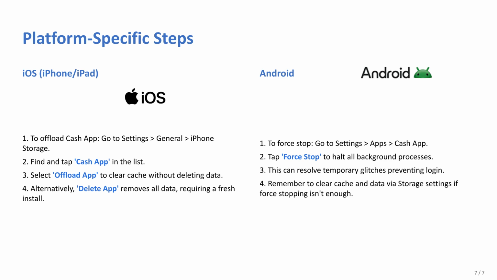Finally, there are platform-specific steps. On iOS, you can offload app and iPhone storage settings to clear cache without losing data. On Android, go to Settings, Apps, and Cash App to use Force Stop to halt background processes. If these fail, you may need to clear your cache or data via storage settings.